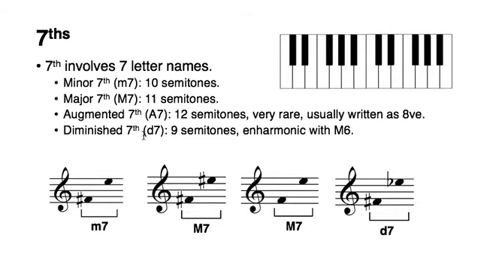But diminished sevenths, on the other hand, are actually pretty common. These are enharmonic with major sixths. So here is a minor seventh, F sharp to E.